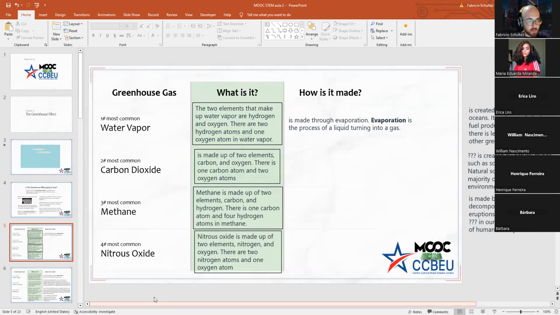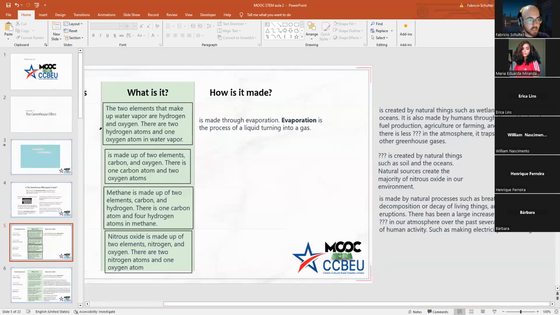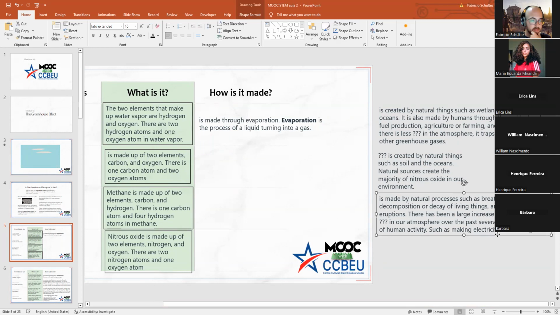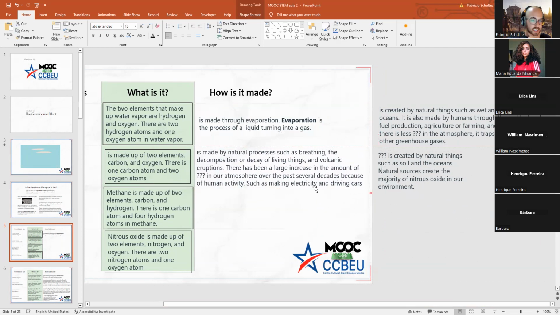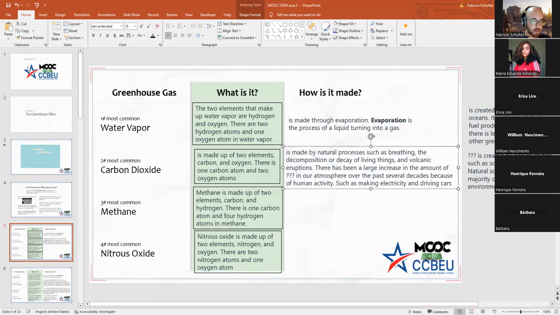All right, so the next one we have here is carbon dioxide. How is it made, people? How is carbon dioxide made? The second one. Not really, people. Not really. It's this one, the last. Aha. So, look, this is carbon dioxide.